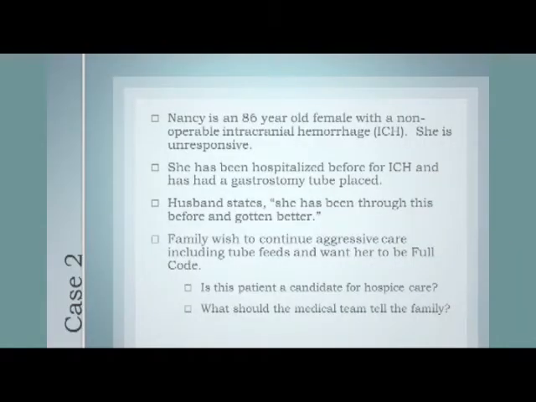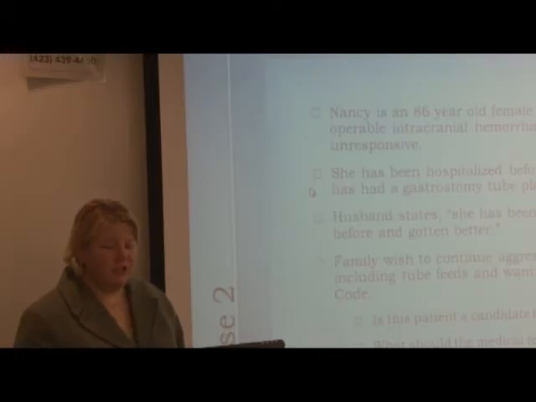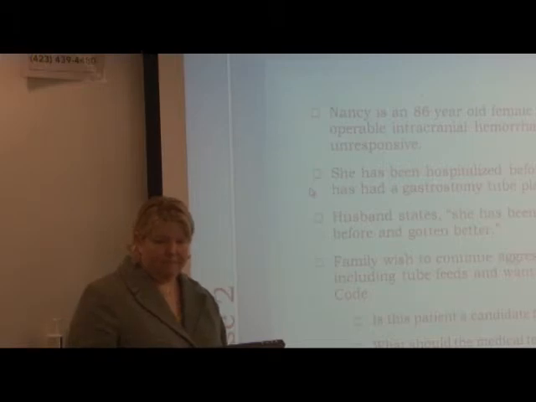Okay, here's another case. Nancy is an 86-year-old female who has a non-operable intracranial hemorrhage, so she's bleeding in her brain. She's unresponsive. She's in the ICU, she's on the vent. She's been hospitalized for intracranial hemorrhage before, and she had a gastrostomy tube placed previously. Her husband states she's been through this before and she's gotten better. "I want everything done. Everything done." Family wishes to continue aggressive care, including tube feeds, and wants her to be full code. Is this patient a candidate for hospice care?